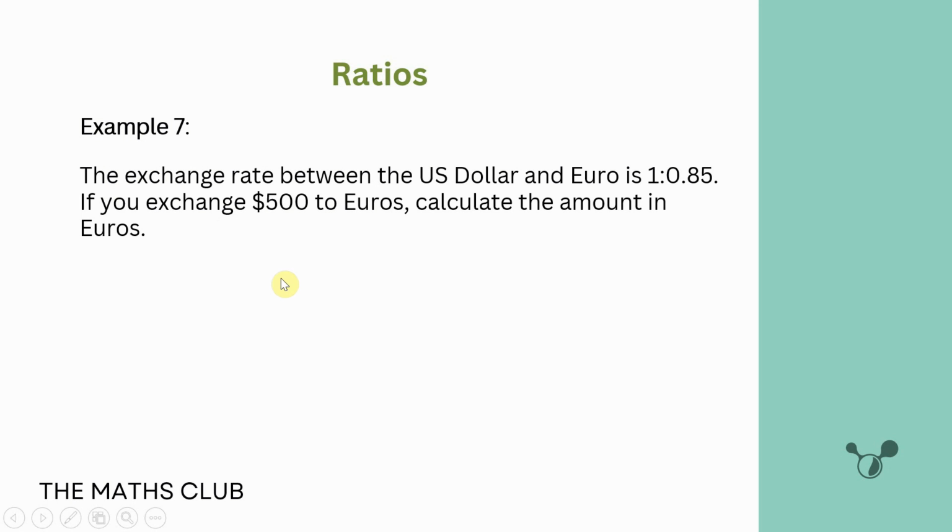Great. This question says that the exchange rate between the US dollar and the euro is 1 to 0.85. If you exchange $500 to euros, calculate the amount in euros. I want you to pause the video and try this out yourself.